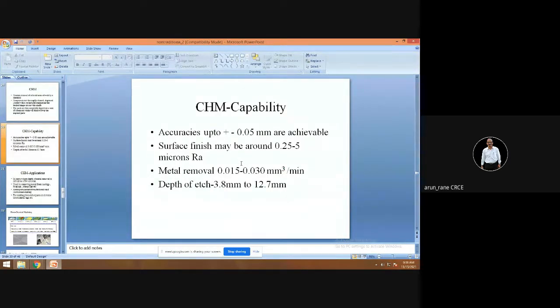Very slow process. It can do cutting, that is the depth of the etching, that is, you can say engraving. You can go from 3.8 mm to 12.7 mm. Of course, we don't go this much deep. 12.7 mm etching is possible, but it will take a lot of time. So generally we do it by laser.